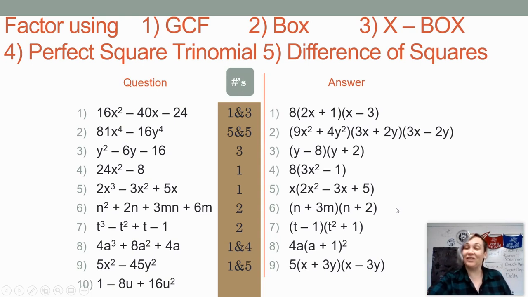All right, let's take a look at that final one. So this one is a trinomial. I can try for perfect square trinomial because look, the first number is a perfect square, the last number is positive and also a perfect square. So maybe this is a perfect square trinomial. And it is. So the final answer for number 10 is 1 minus 4u squared.